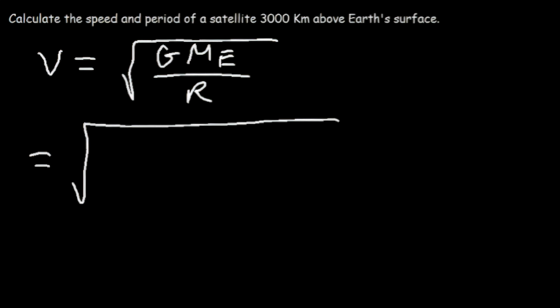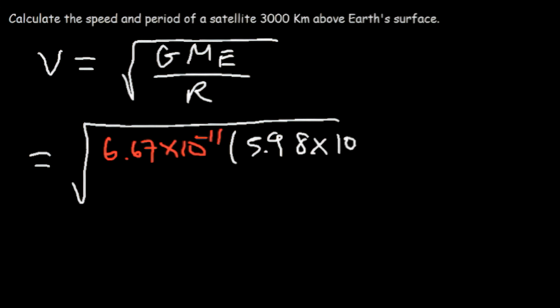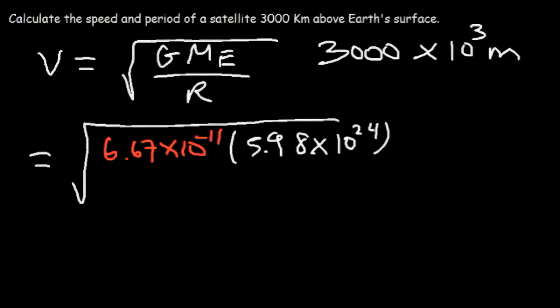So we know the value of G, that's 6.67 times 10 to the minus 11. And from the other problems, we know that the mass of the Earth is about 5.98 times 10 to the 24. Now 1 kilometer is 1,000 meters, and 1,000 is basically 10 to the third. So that's the altitude. 3,000 times 1,000 is 3 million, which is 3 times 10 to the 6 meters.